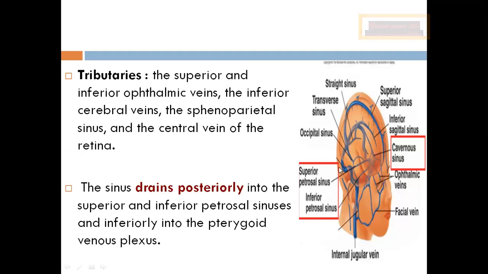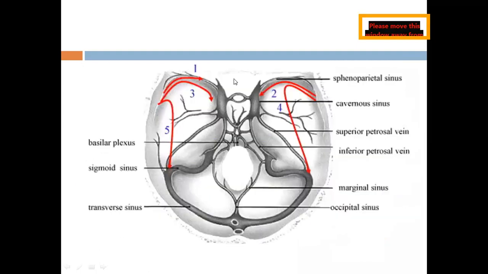So what are the various tributaries which are opening into the cavernous sinus? We have superior and inferior ophthalmic veins coming from the eyeball, then inferior cerebral veins, sphenoparietal sinus and central vein of retina. The sinus drains posteriorly into superior and inferior petrosal sinuses, inferiorly into pterygoid venous plexus.